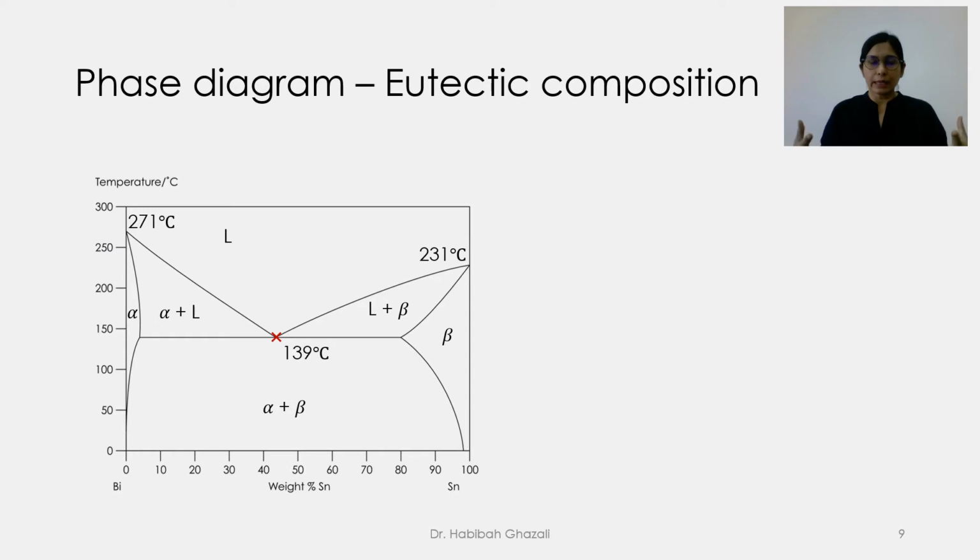Now let's have a look at an alloy with 44% of tin. So this is a eutectic alloy.